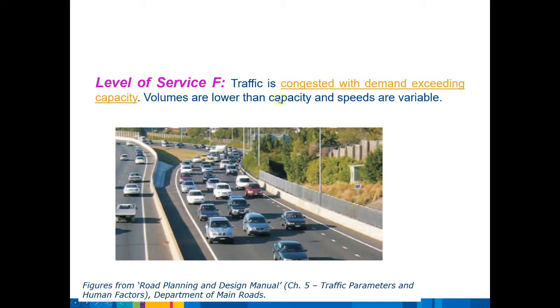The volumes are lower than capacity and speeds are variable. So this is where, again, if you've been stuck in traffic, you might have seen you're traveling at 20 kilometers an hour, 10, 0, and you might sit at 0 for a minute or two, and then it opens up. Oh, you're going 20, 30, 40. You might even get back up to 60 k's an hour, and then you slow down again. And you keep doing that rubber banding between 0 and 40 or 0 and 60 for several kilometers until you break free of the traffic congestion. Please let me know in the chat if there are any questions, but I'll carry on.